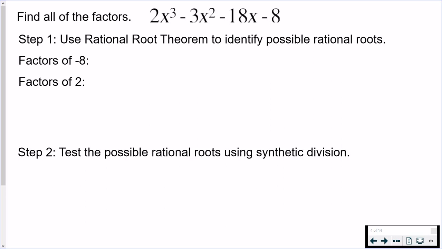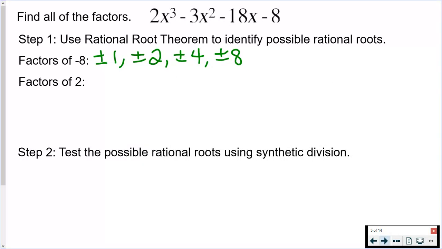That last term is -8. What I'm going to do is list all factors of 8, including positive and negative numbers. So think of all of your numbers. 1 goes into 8, 2 goes into 8, 4 goes into 8, and 8 goes into 8. Remember, we're also going to include the negatives of all of those numbers. So plus or minus 1, plus or minus 2, etc.